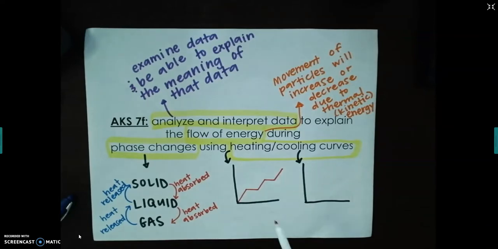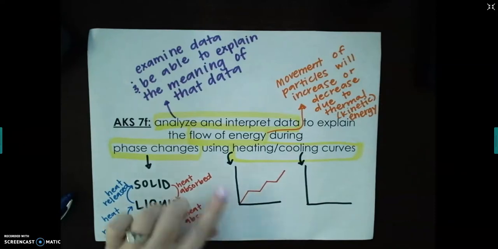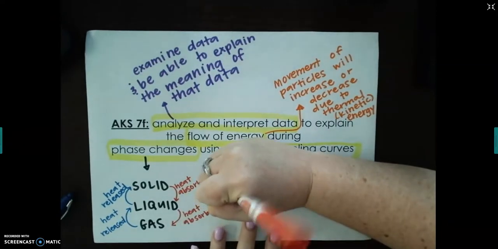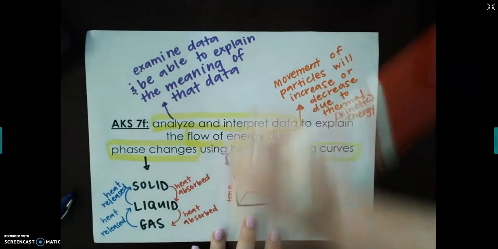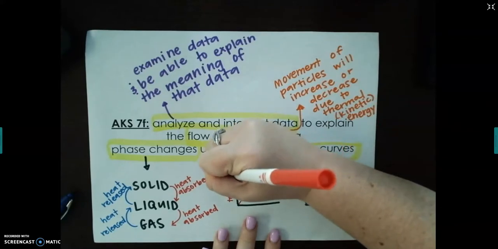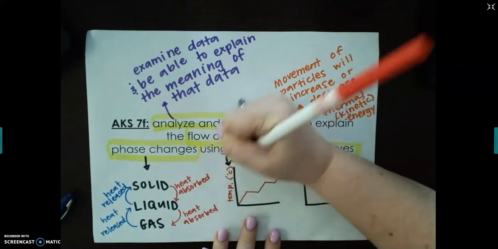So when I'm looking at my heating curve, the axes are pretty important. So we need to label those. So on this axis, I'm going to write temperature, and I'm going to abbreviate with temp. And then in parentheses, I'm going to put degrees Celsius, like that.